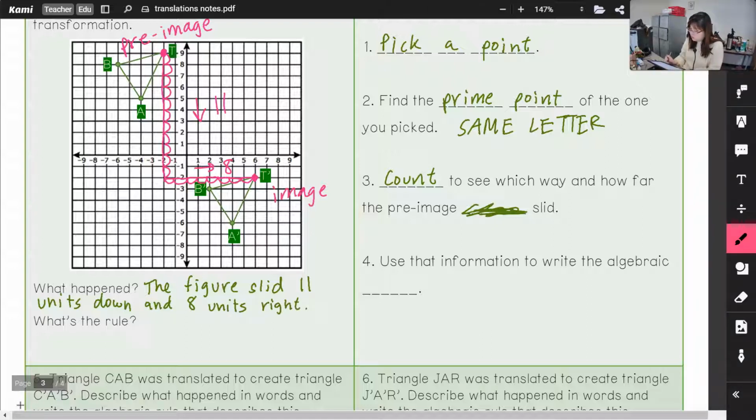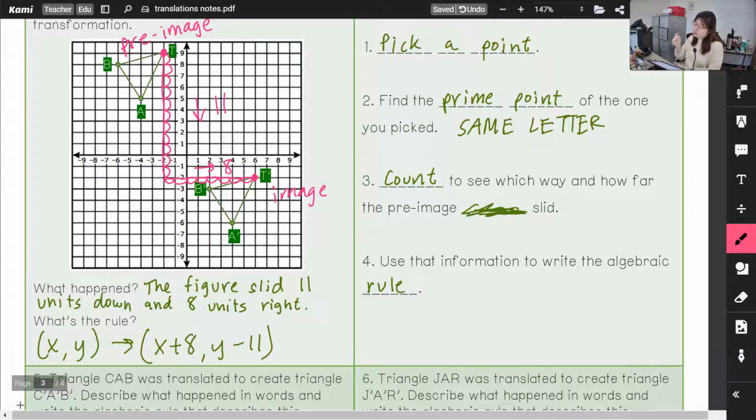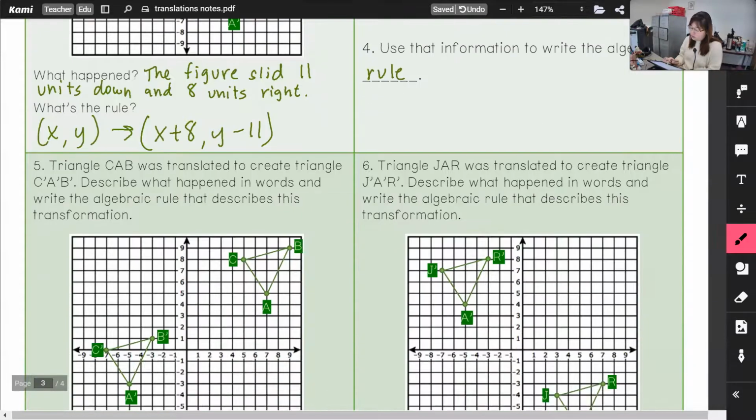We'll then use this information to write the algebraic rule. Okay? Units down is y minus, right is x plus. So xy goes to x plus 8, y minus 11. X always comes first. Okay, and then that's the answer right there. That's our rule. Okay, let's look at another one.